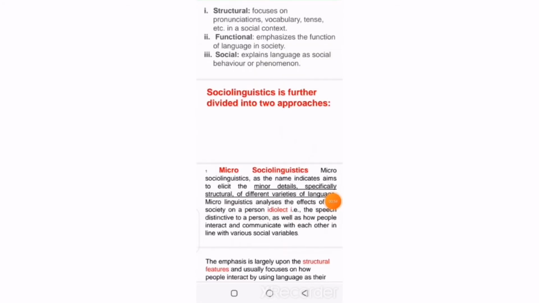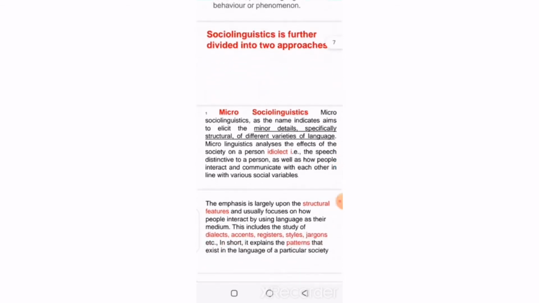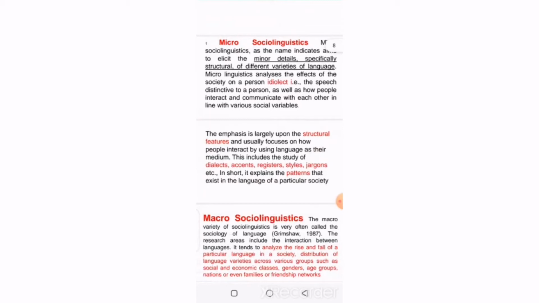As we have divided linguistics into two major approaches, these were microlinguistics and macrolinguistics. Same like that, we will divide sociolinguistics into two further approaches. First one is microsociolinguistics and second one is macrosociolinguistics. In microsociolinguistics, we explain the structural pattern of language of a specific society. What are these structural patterns? These structural patterns are phonological aspects, pronunciation, tenses, vocabulary, etc.